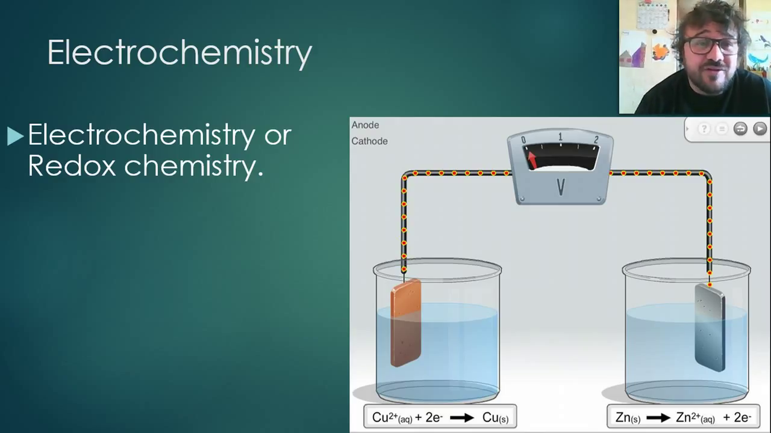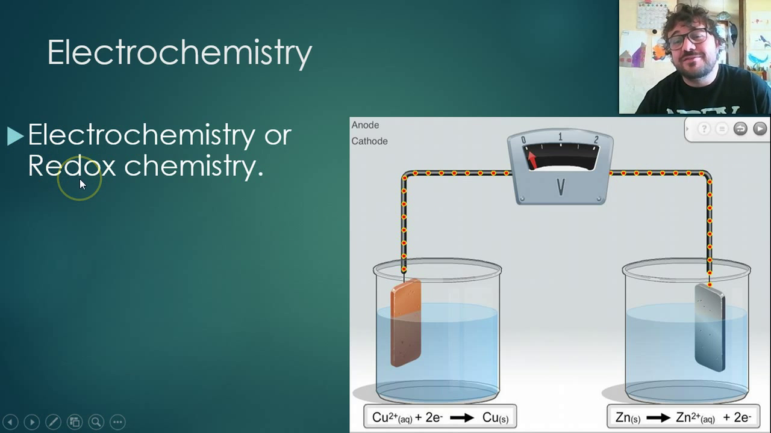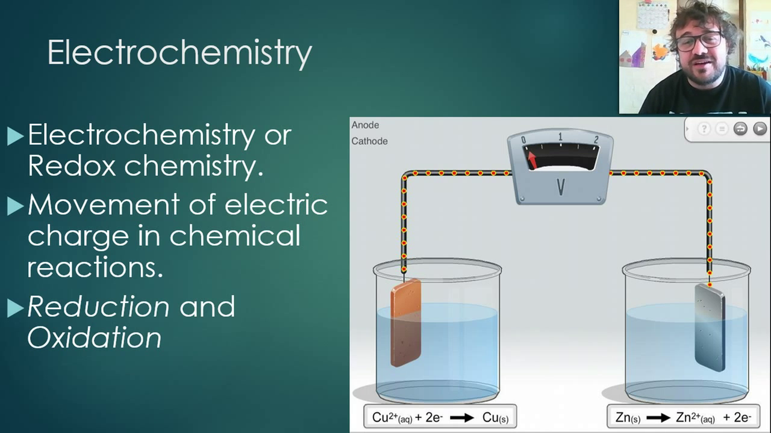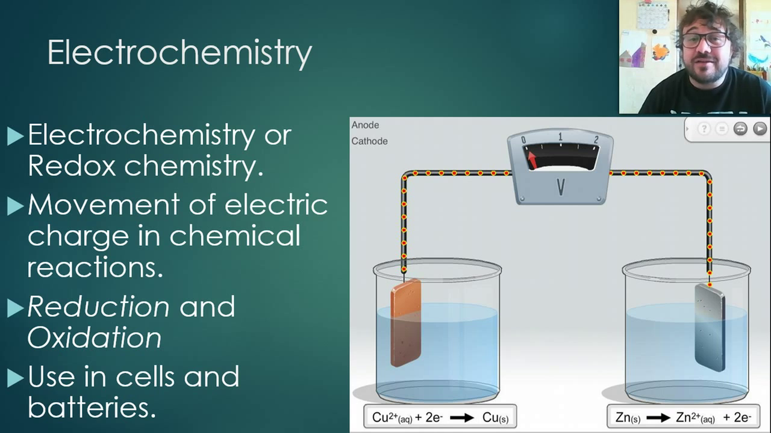So we're going to look at something called electrochemistry or redox chemistry. I know. That's not a typo. That's a real word. Actually, it's a contraction. We're going to look at the movement of electrical charge in chemical reactions. So, spoilers, if we're talking about the movement of electrical charge, we're talking about the movement of electrons. So that's interesting. And reduction and oxidation, and we'll teach you a little mnemonic that will stick in your head forever, I hope. And we're going to talk about how we use these in cells and batteries. And it seems like it's very unrelated to the previous topic.